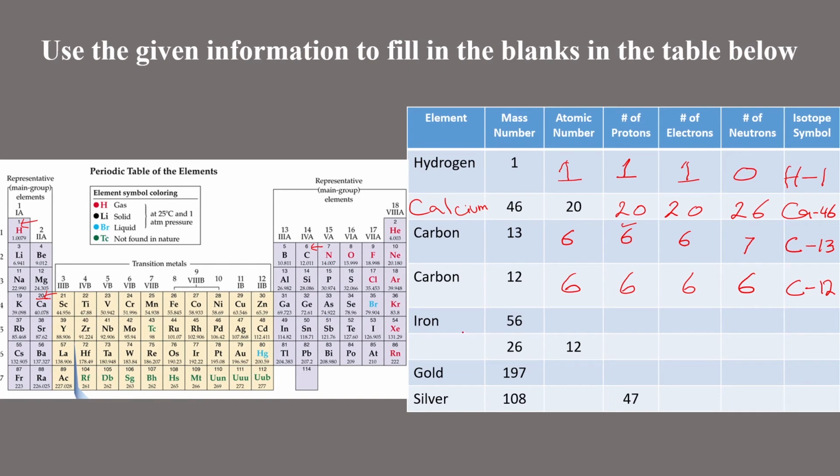Next example, we have iron 56. So let's find where is iron in the periodic table. Here we have iron, and its atomic number is 26. So atomic number is 26. Atomic number is equal to number of protons. Number of protons and number of electrons are equal if the atom is neutral. For number of neutrons, you will be subtracting number of protons from mass number. So you have 30. Okay, and we write down the symbol like iron 56.